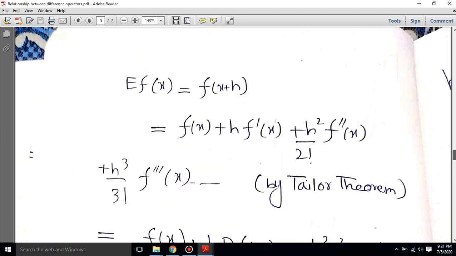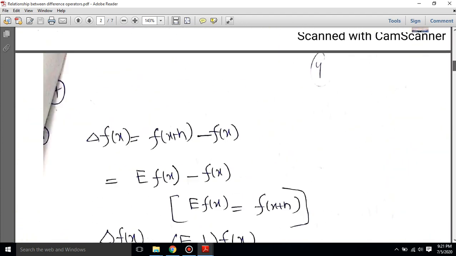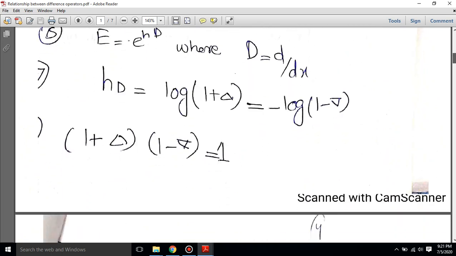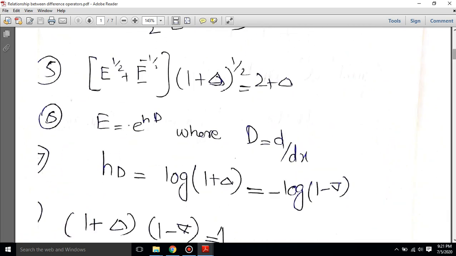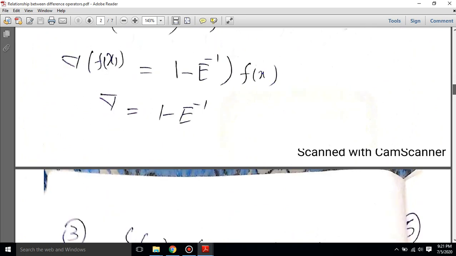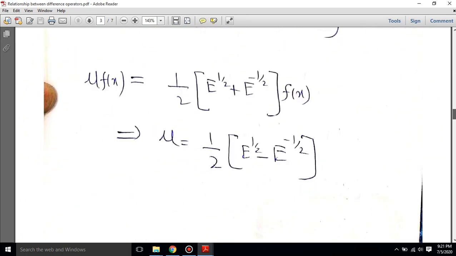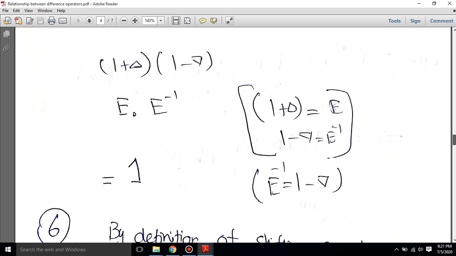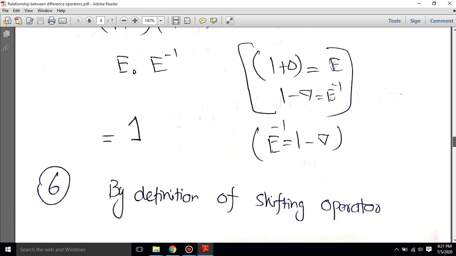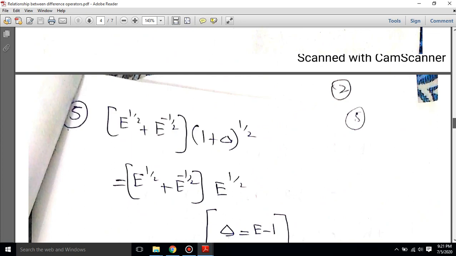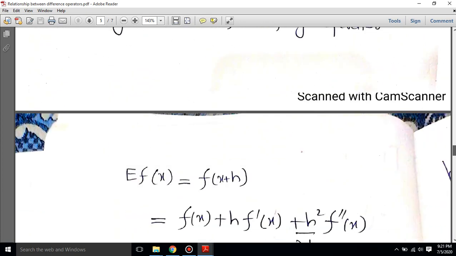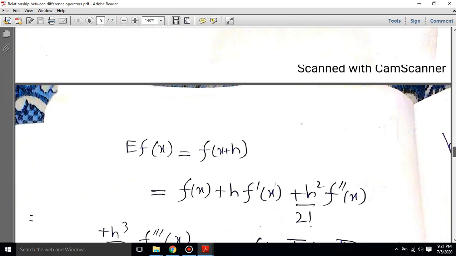I want to show you one proof at the end as well, and that is the relationship that E is equal to e to the power hD, where D is the derivative, dy by dx here. I'm going to show you this one, so that the others you have to do by yourself. So moving to this, now I'm going to show you this one.